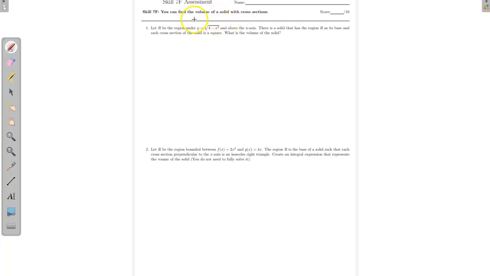All right, and our final skill is about finding volumes with cross sections. Remember, the basic idea is you think about what the area of one of the cross sections is, and then you just integrate that over the whole space.